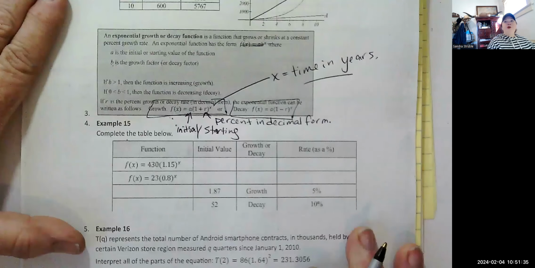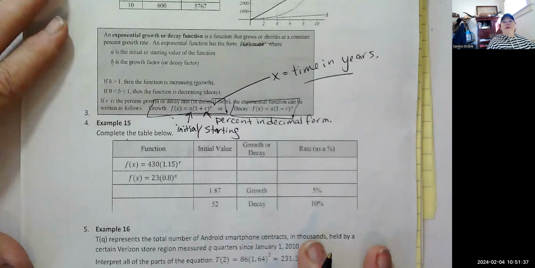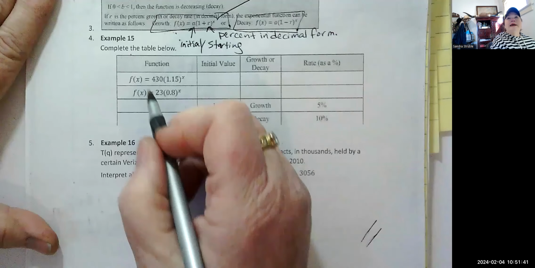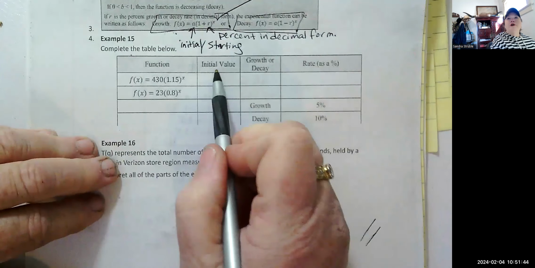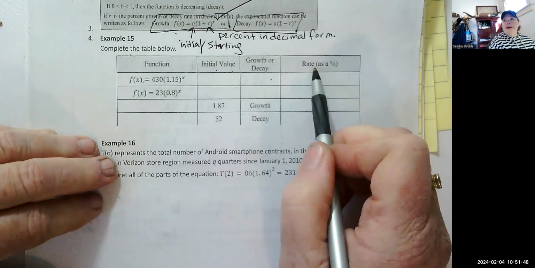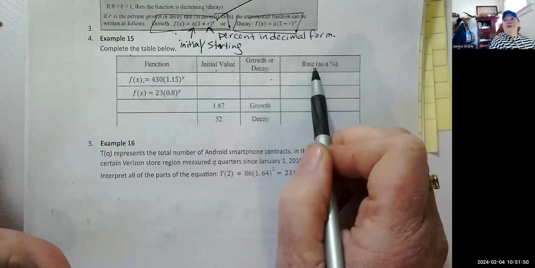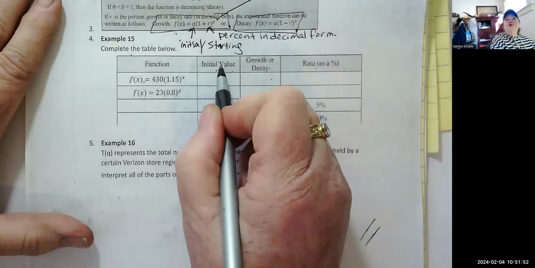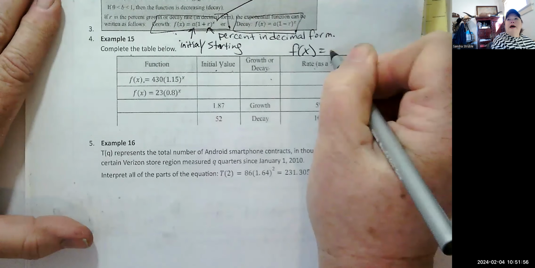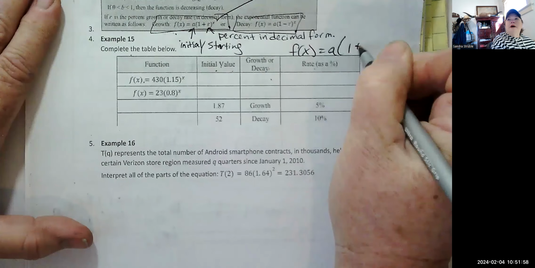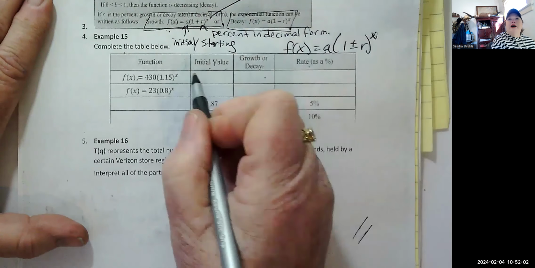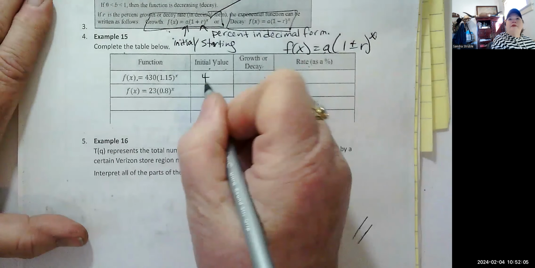Okay. You're going to need that when we get a little bit further into one of the later videos that I make on this. All right, so let's complete this table. We've got a function, initial value, growth or decay, and then what is the rate? All right, I'm going to give you a couple more formulas here to help you out with this. Initial growth is just, I'm going to write it here, f of x is equal to a times 1 plus or minus r to the x. So a is my initial value, so that's 430.